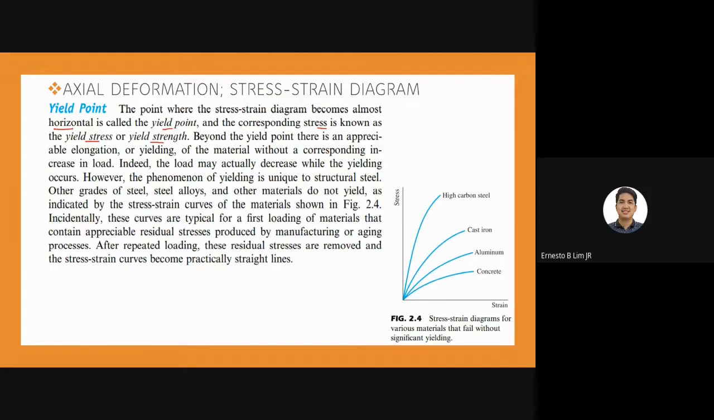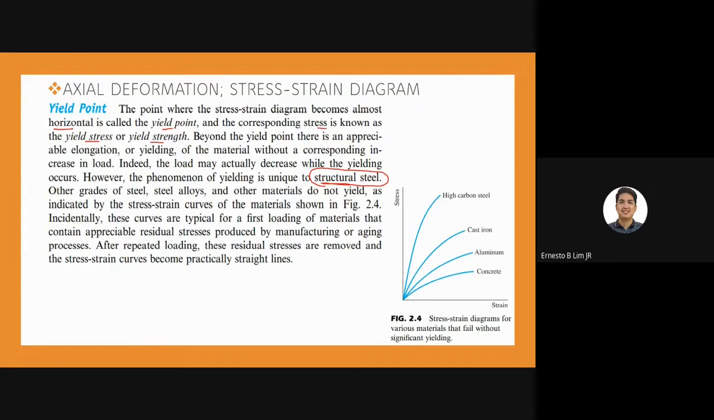However, the phenomenon of yielding is unique to structural steel. That topic is more about structural steel. Other grades of steel, steel alloys and other materials do not yield, as indicated by the stress strain curves of the materials shown in figure 2.4.